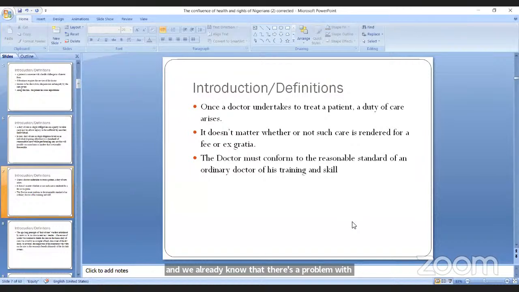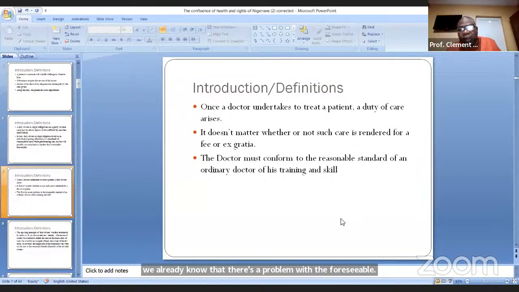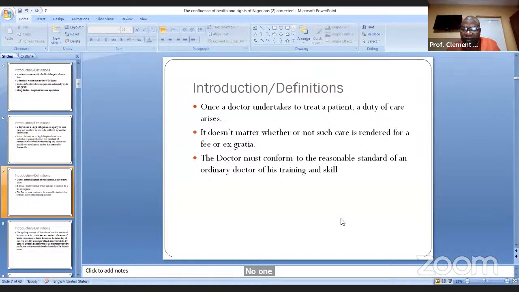Now, once, hello, ma, can we mute, who is the rapporteur? Can we mute other persons who are not speaking?